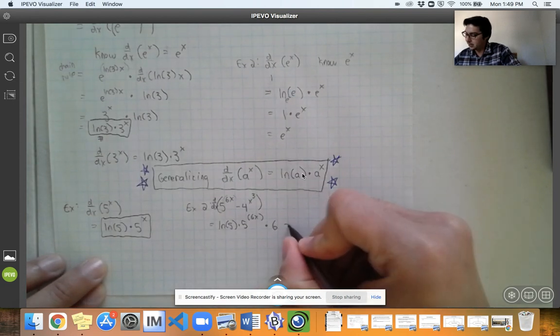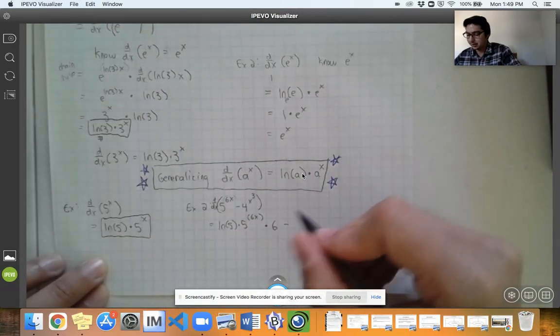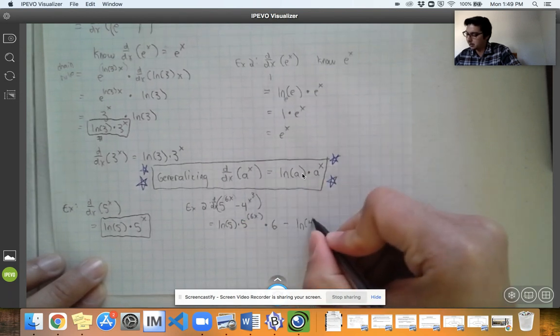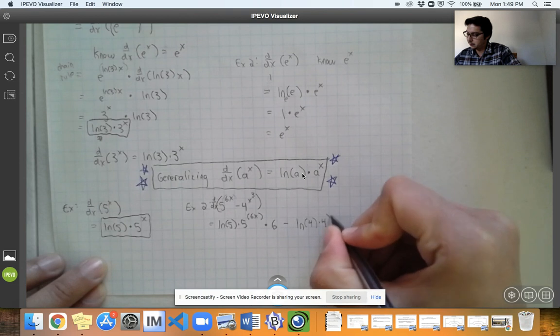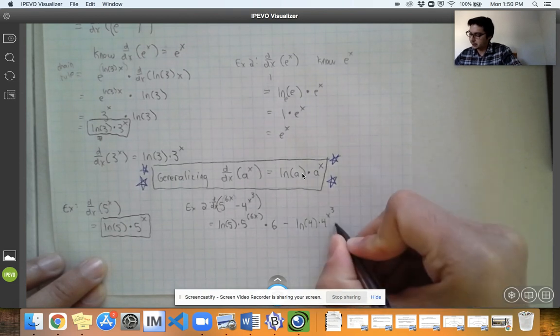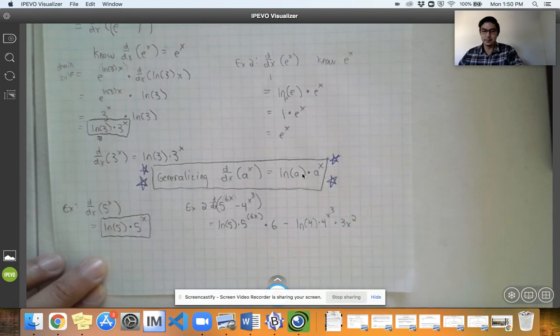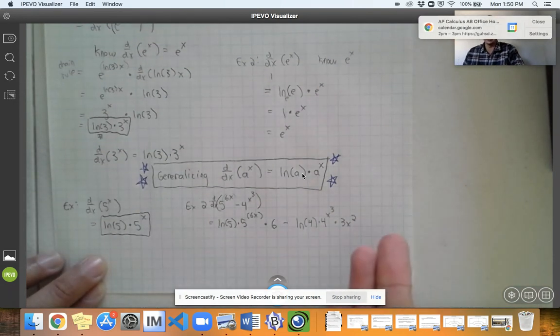And then we have minus, what's the derivative of this function? Well, again, it's the derivative of the outside. So the derivative of exponential is natural log of the base times the function itself, times the derivative of the inside. The derivative of x to the third is 3x squared. And there's your answer in just a really messy format.